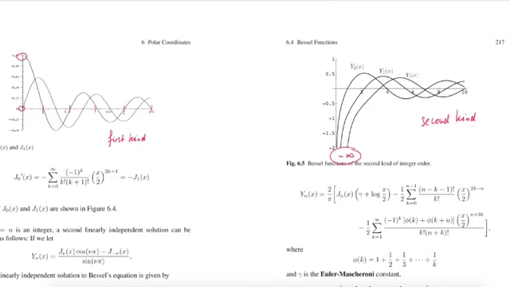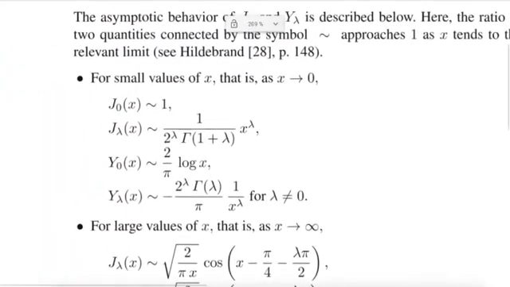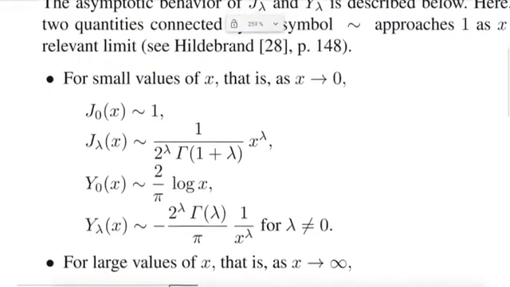And you know the first kind are regular. They look more like sine or cosine. On the right, the second kind functions have a singularity at 0. Let's look at the asymptotics. So the asymptotics, I mean the limits.